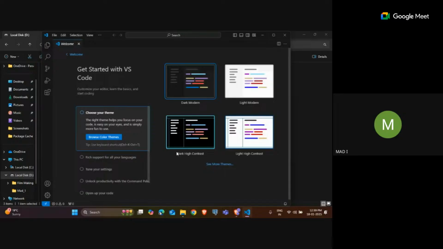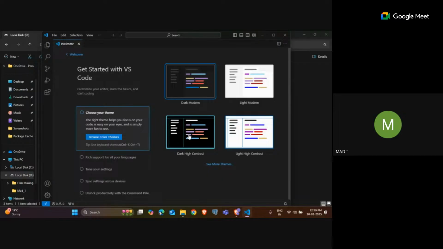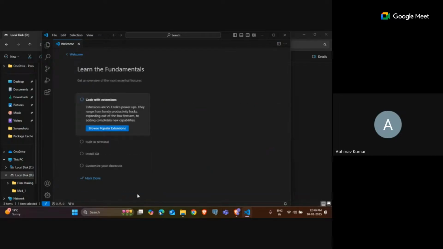Yes, ma'am. Are you able to see my screen? Yes, it is visible. So, what to do now? Just select any. Select anything. Okay, dark mode is good. Now, close the code with extension tab.